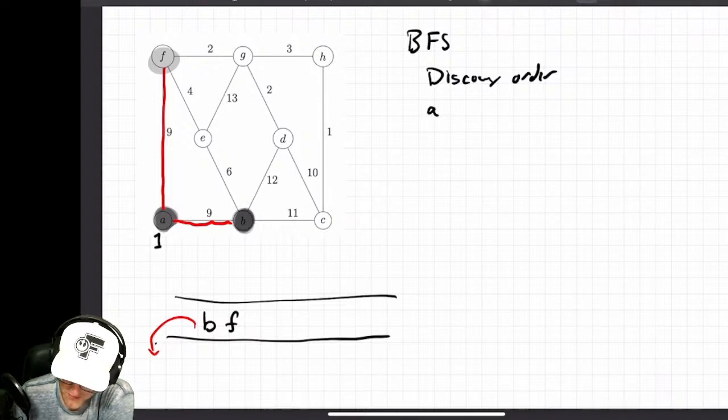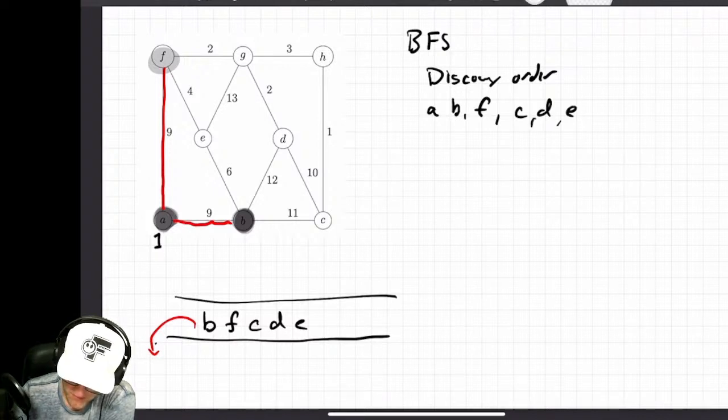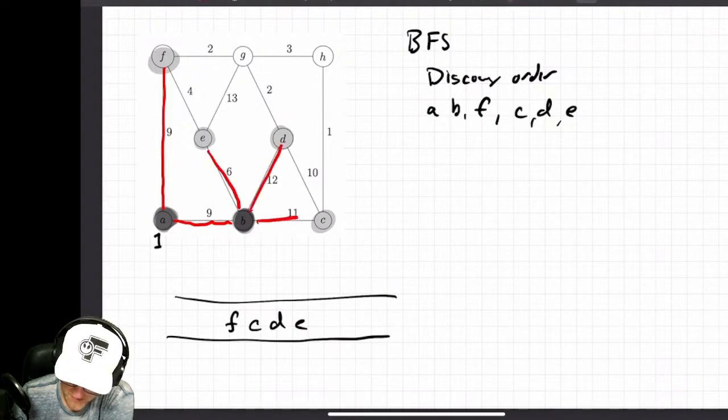And I should have noted that B and F were next. There we go. And I'll go ahead and enqueue its entire neighborhood here, which in order would be C, D, E. We're done with B at that point. I should have colored them gray though. And noted the BFS tree edges. There we go.